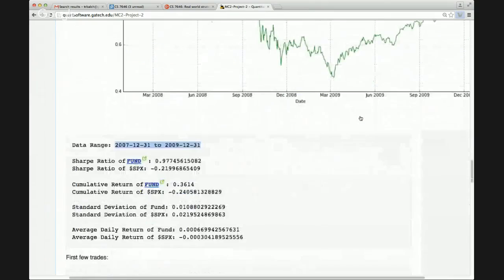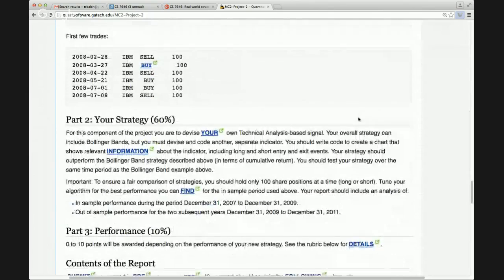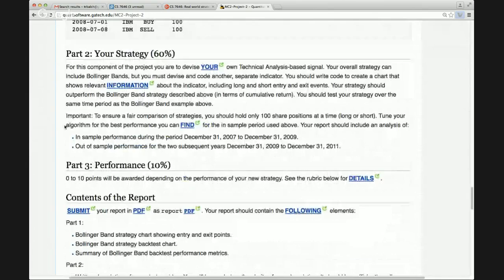Okay, and then that's actually the core of this project: you need to create your own strategy. It doesn't have to use Bollinger Bands. It can use some other approach. You can modify Bollinger Bands a bit if you like. Whatever it is, you need to explain it well enough that someone else could reproduce what you're doing just from reading your description of it. Then I want you to run that strategy across those same dates that you did the baseline.